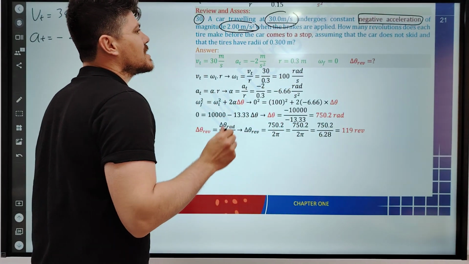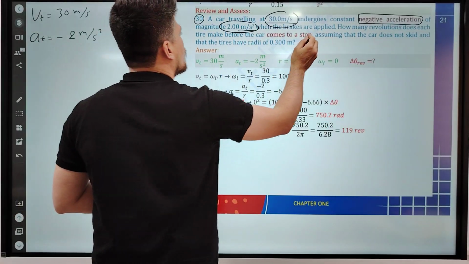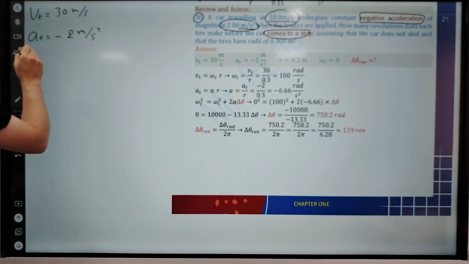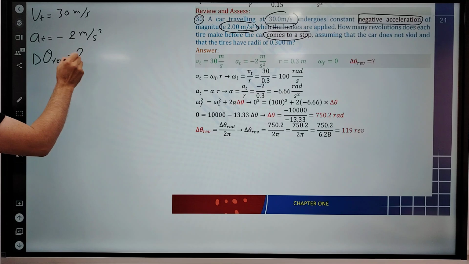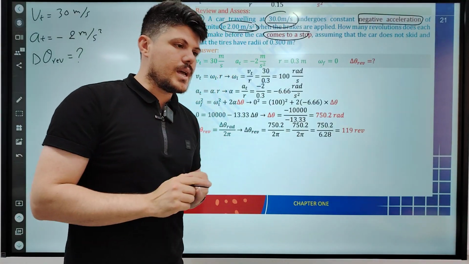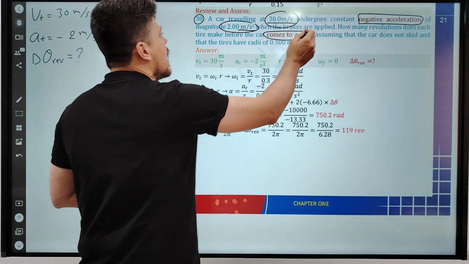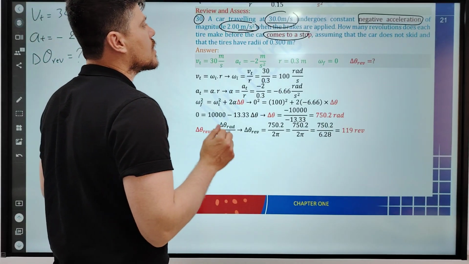How many revolutions does each tire make before the car comes to stop? So what is unknown? How many revolutions? Which means that theta in revolutions is unknown. Okay, what is unknown in this question? The angular displacement in revolutions. Okay, because the question says how many revolutions does each tire make before the car comes to stop?